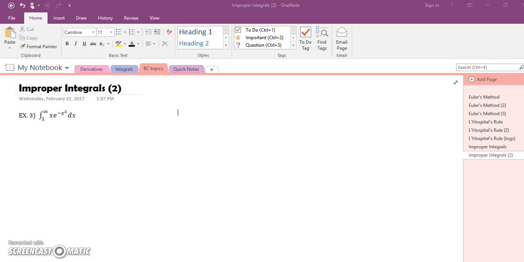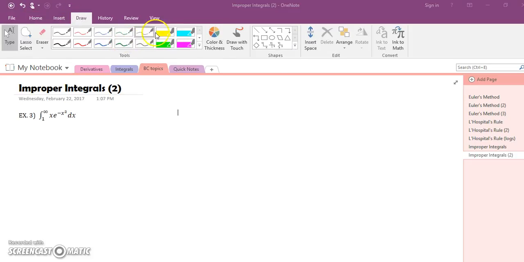So for our first example, let's consider the function x times e to the negative x squared. And this is an improper integral of the first case I talked about, because we're still talking about an integral that has a limit of integration that's infinity.